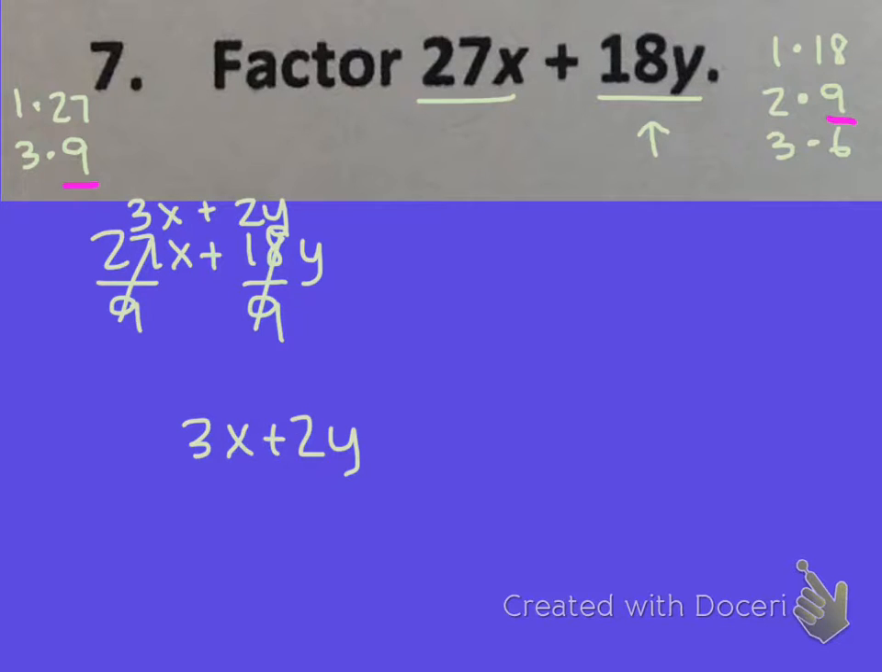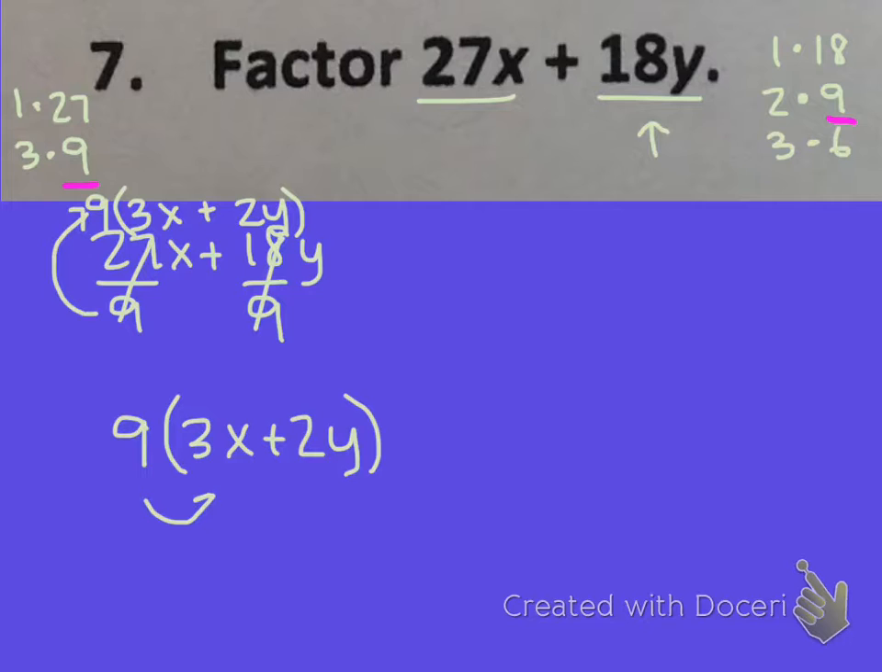Is that the same thing as 27x plus 18y? Are those two things equivalent? No. I have to do something with that 9. Well, this new expression that we just found goes inside the parentheses, and the 9 that we factored out is going to go outside of the parentheses. So this should be our answer, but let's just double check.